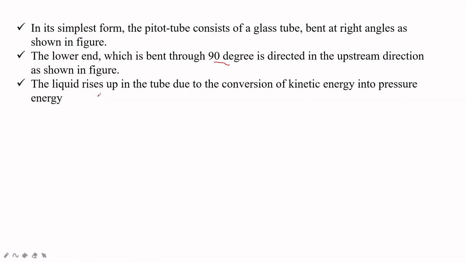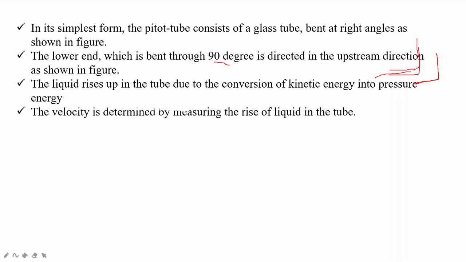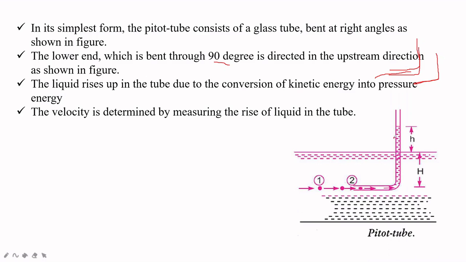The liquid rises up where the flow of fluid will be stopped. Due to that, the liquid rises up in the tube because of the 90-degree bend. Like this bend will be there. Whenever the flow comes, it will be stopped completely. When it is stopped, the kinetic energy is converted into pressure energy. So the velocity is determined by measuring the rise of the liquid in the tube. See here, this is the figure.